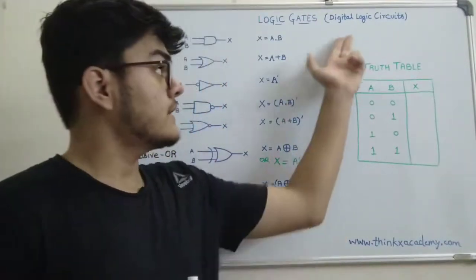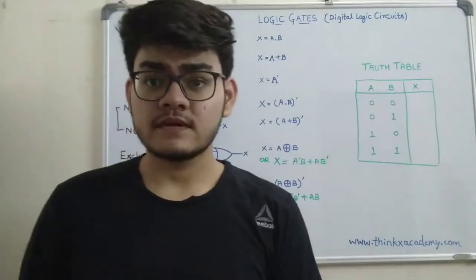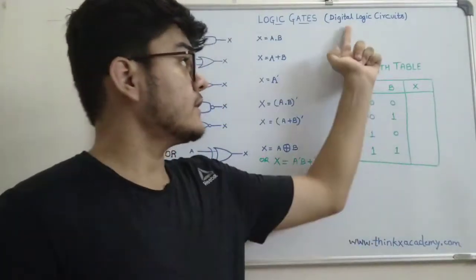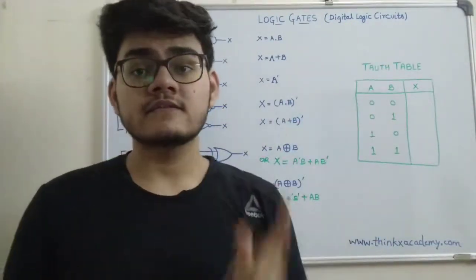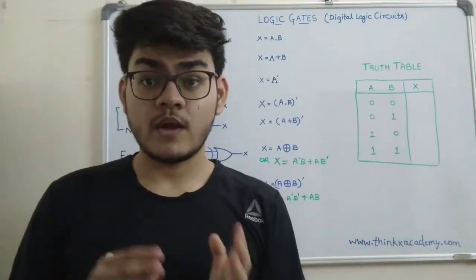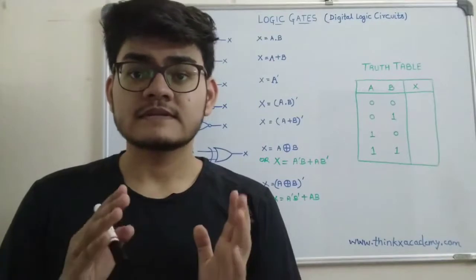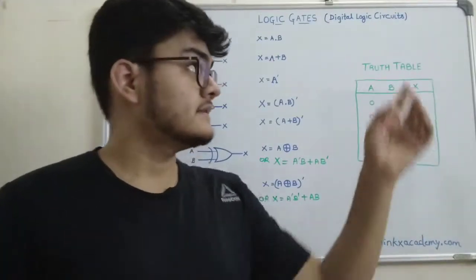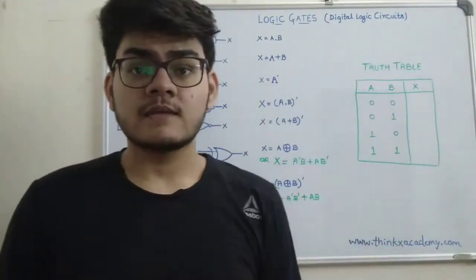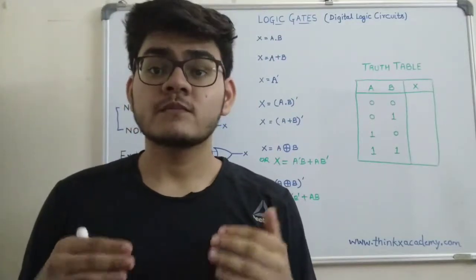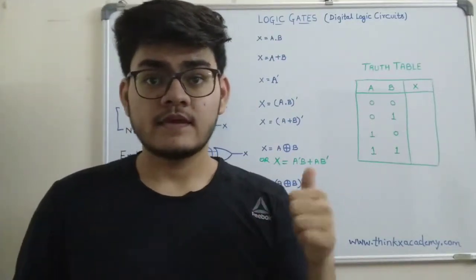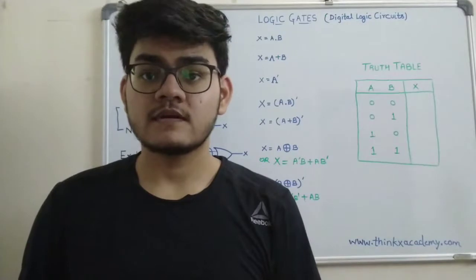So why are they known as digital logic circuits? Because they operate on digital signals, and digital signals are basically 0 and 1. And we know that our computer works on the binary signals 0 and 1. These are electrical circuits, and since they perform logical operations, they are known as digital logic circuits.